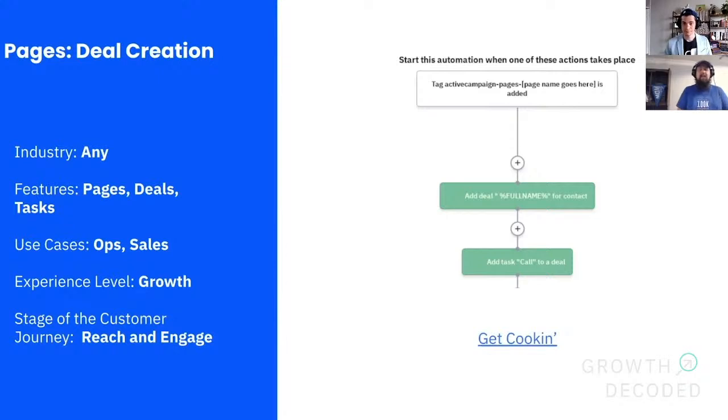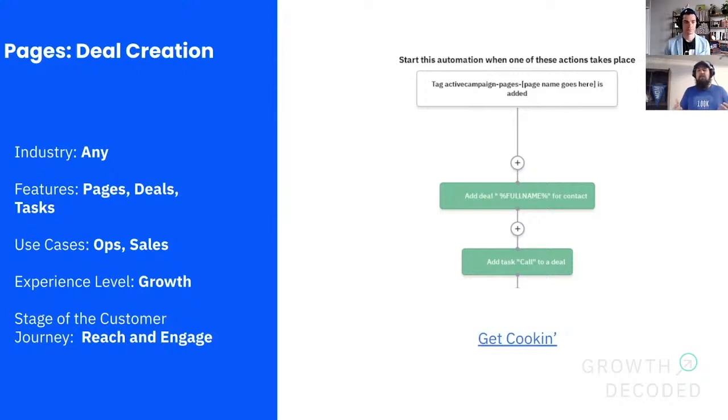Now the stats. Industry, this is great for any industry. If you're using a CRM, you can use this recipe and it'll be super powerful for you. Features, we've got pages, deals, and tasks. Use case, ops, there's a lot happening on the back end. We're creating this deal, but since it's also CRM related, we're going to say sales.